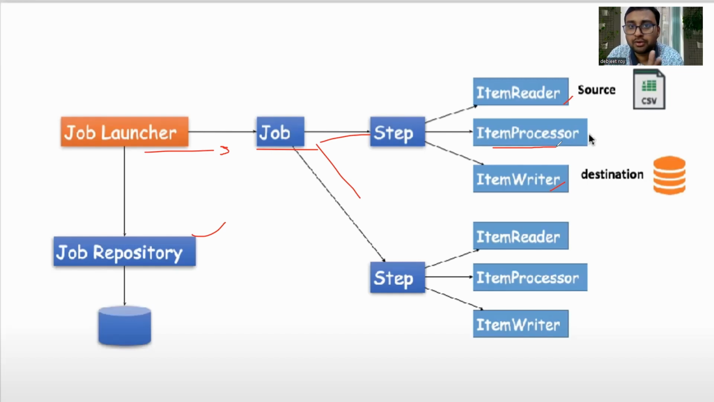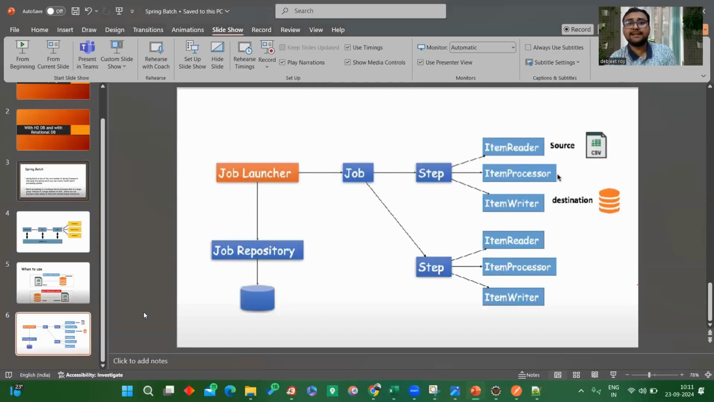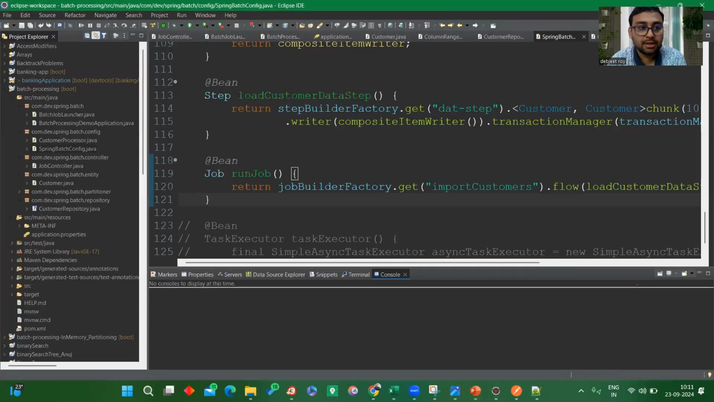I will be showing you through code what I mean to say. Similar to that, this is one of the steps, and there can be n number of steps processing the item reader, processor, and writer. I hope you got the clarity on this. Now let's jump onto the code and see how we can implement this reader, processor, writer, jobs, steps, and job launcher.